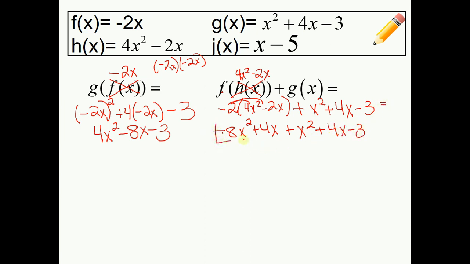Okay. Combine some like terms. See this one here and this one there. So that's negative 7x squared. 4x plus 4x, that's 8x. And then minus 3. So the answer to this equation right here is negative 7x squared plus 8x minus 3.